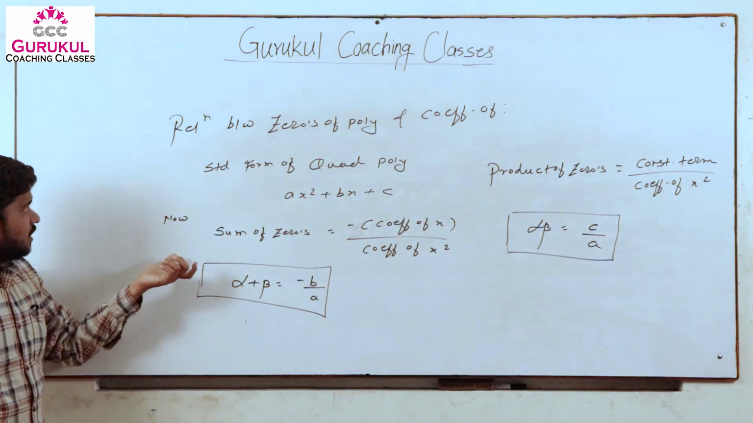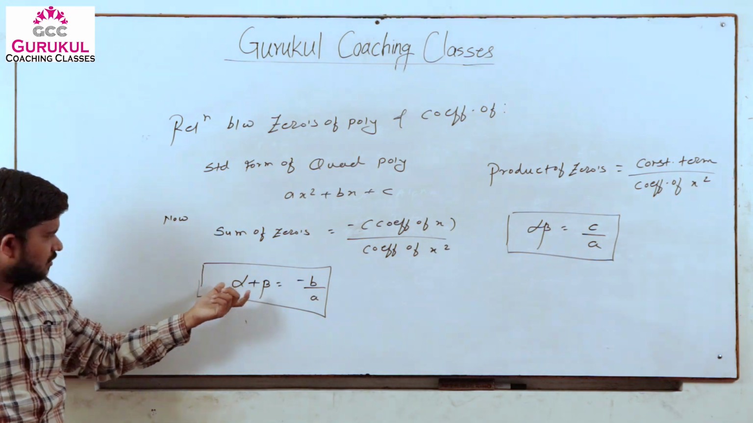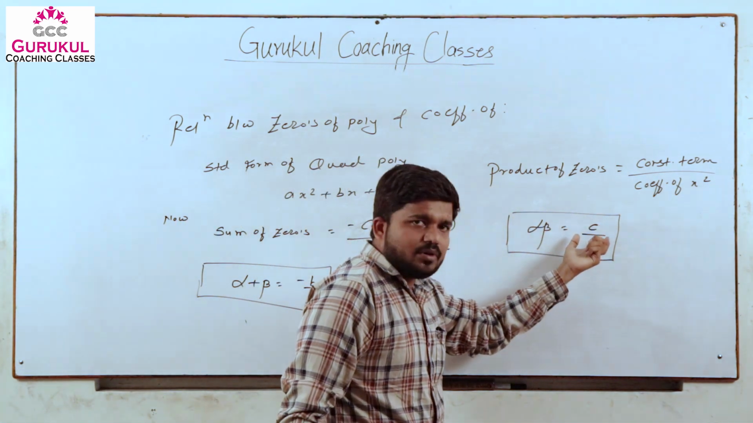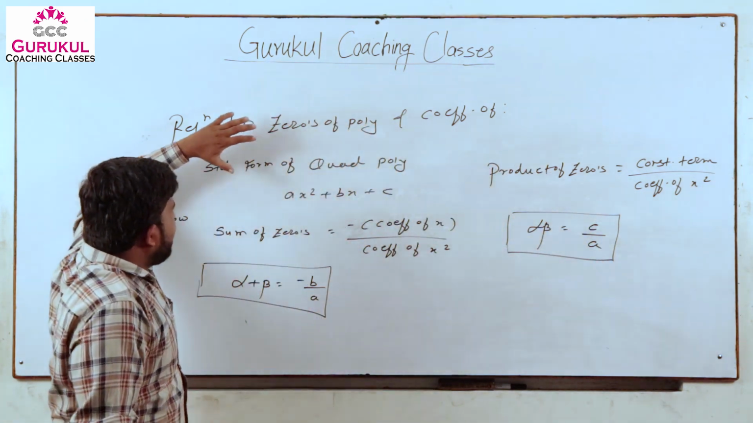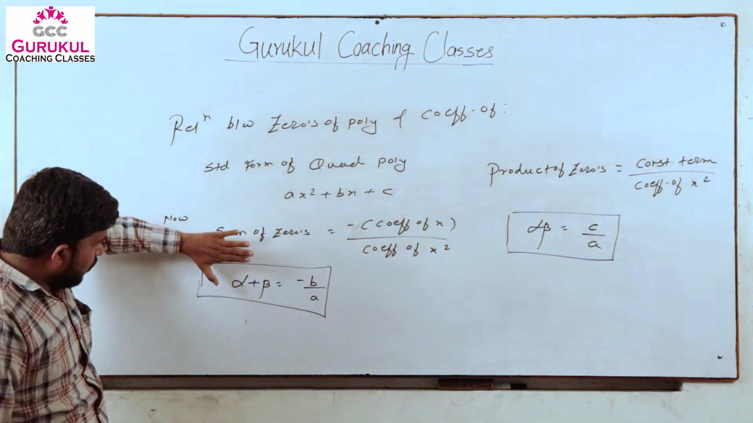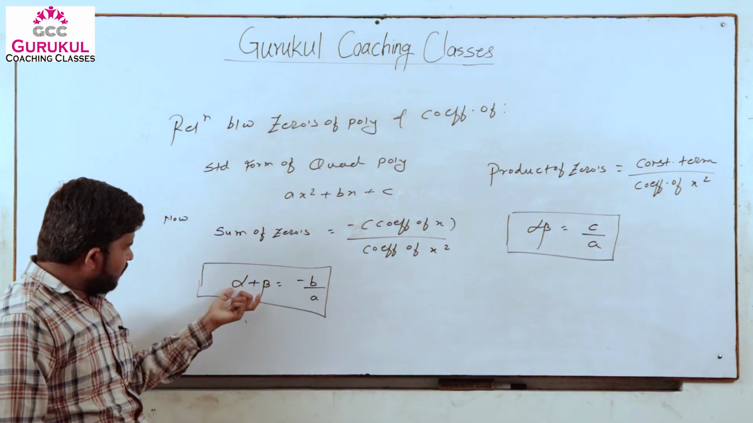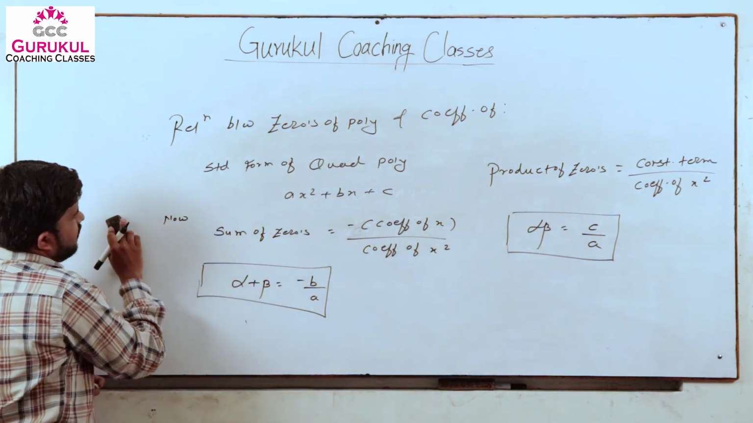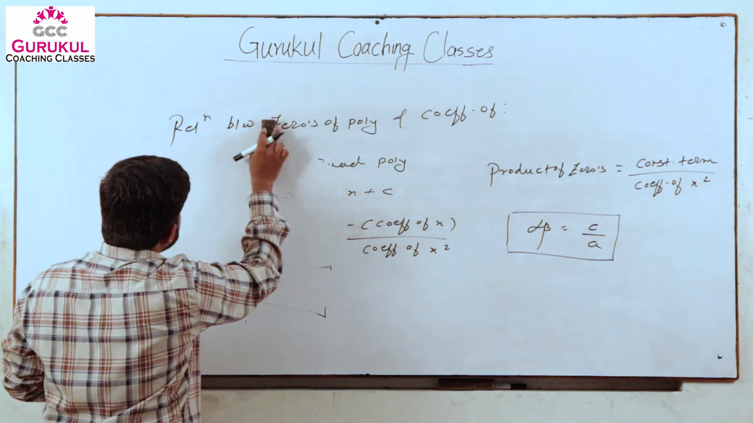So we got two relations between zeros and coefficients. Sum of zeros is minus b by a and product of zeros alpha into beta is equal to c upon a. The next exercise depends only on these two formulas. We have to find alpha plus beta and alpha into beta. So let's take one example on that relationship.